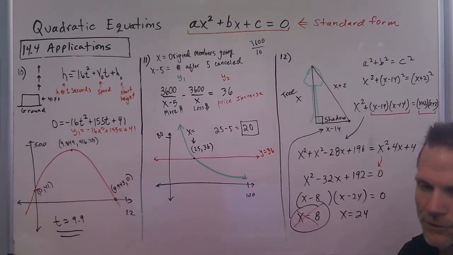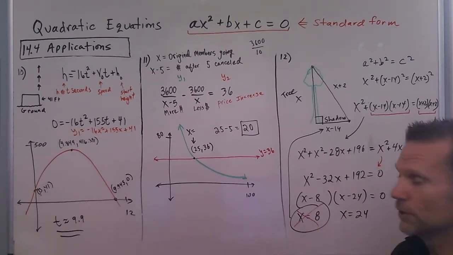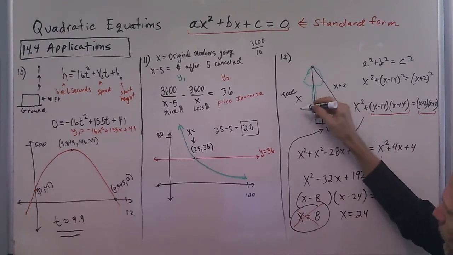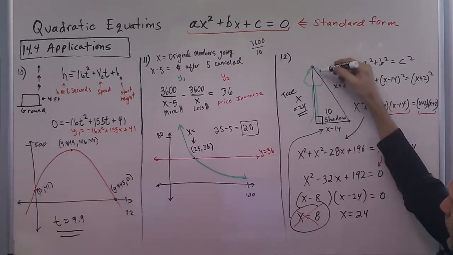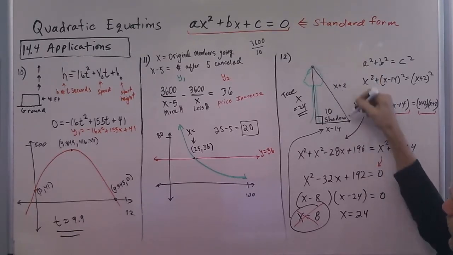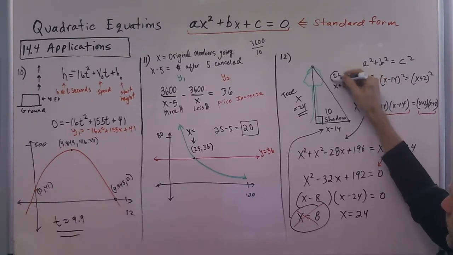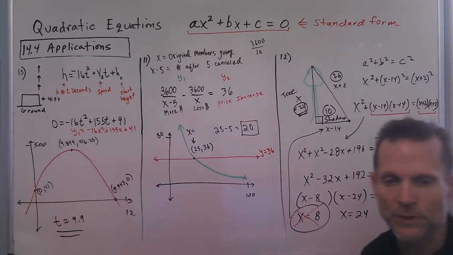Then we want to make sure to answer the question carefully. If it asks the height of the tree or the length of the shadow, we have to think about how we're going to use this 24. The height of the tree is 24, and the length of the shadow would be 10. And from the tip to the tip would be 24 plus 2, which is 26. So just make sure you answer what the question is asking.